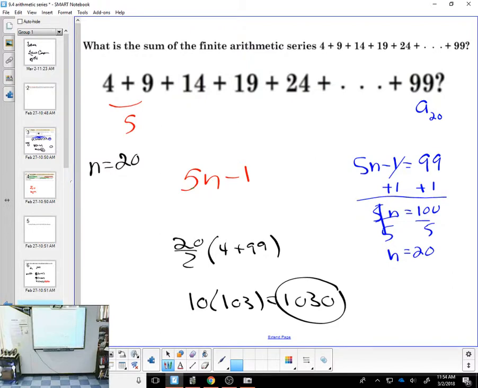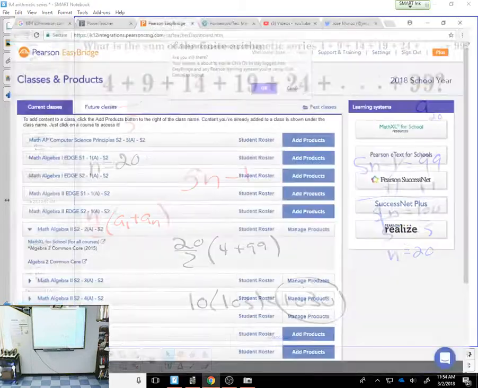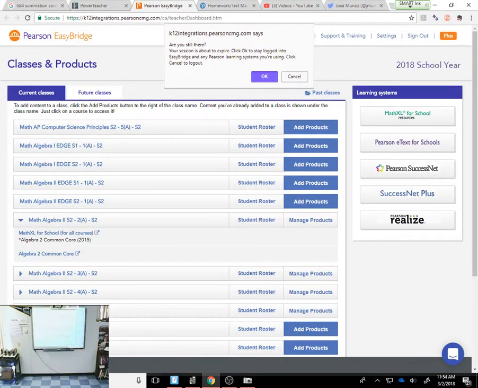So you put the amount of numbers divided by 2, N divided by 2, multiplied by the sum of the first and the last. That's your formula. I'll give you guys a few seconds to copy that over.